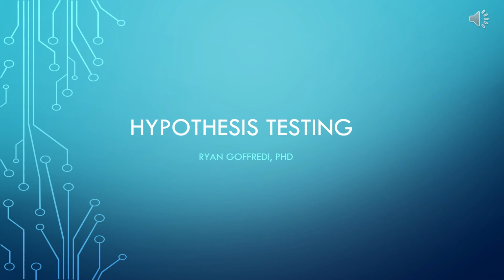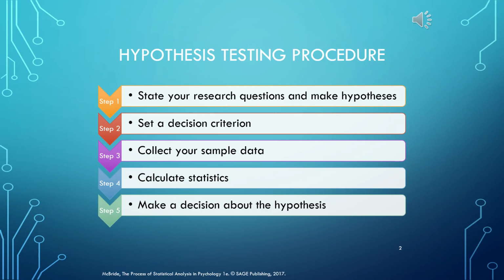We're going to continue talking about hypothesis testing and get a bit more specific about the different steps involved in hypothesis testing. So let's actually see how we would set up hypotheses and test them throughout a series of 5 steps. First, we're going to state the research question that we have and make hypotheses. Then we'll set a decision criterion. We'll collect sample data, calculate statistics, and finally make a decision about whether that hypothesis is supported or not supported.